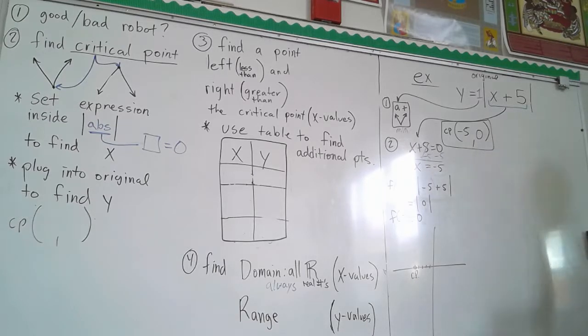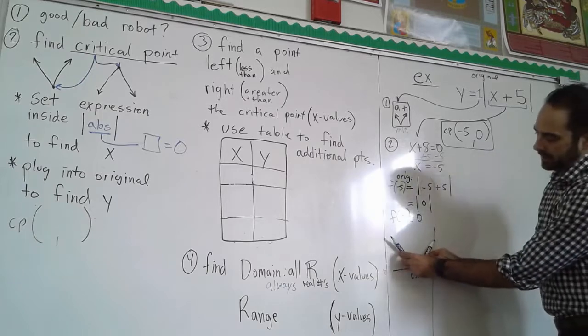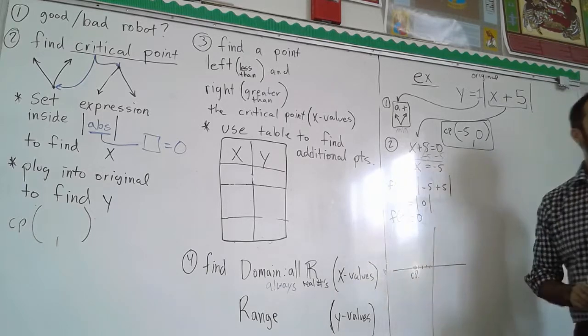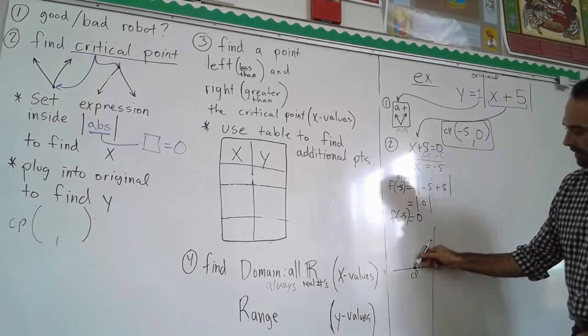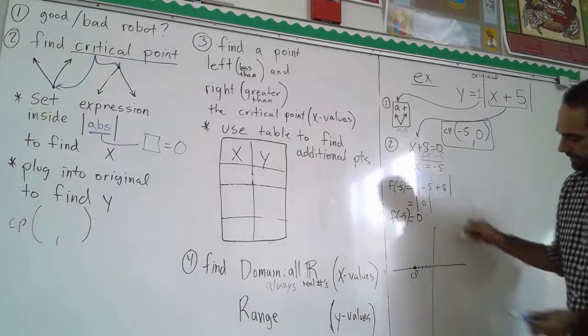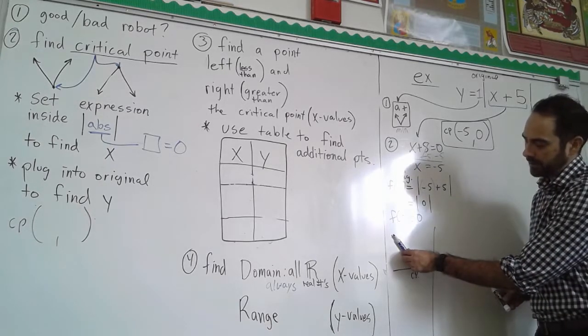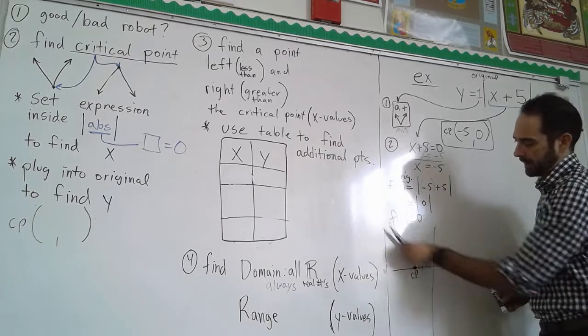So you know that the graph's going to look something like this. It's going to look like a V, going up and out. What we need to do now is figure out 2 other points. If I have one other point on this side, I can find this ray. If I have another point on that side, I can find that ray.